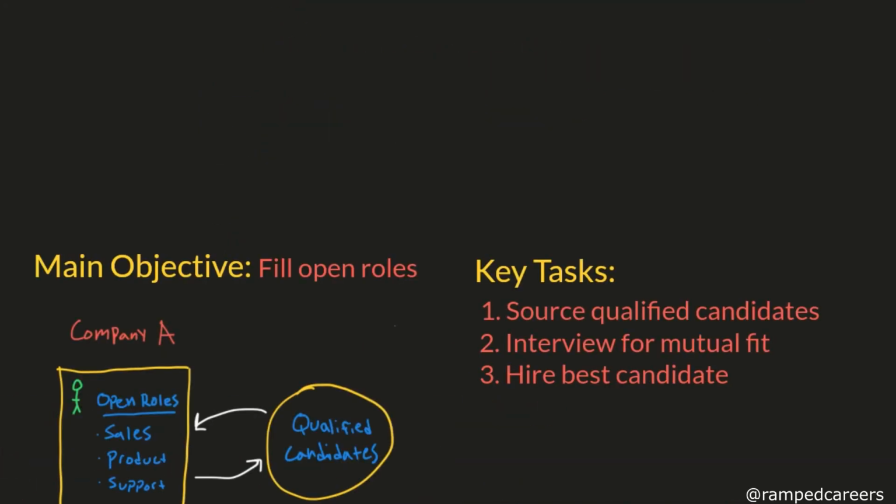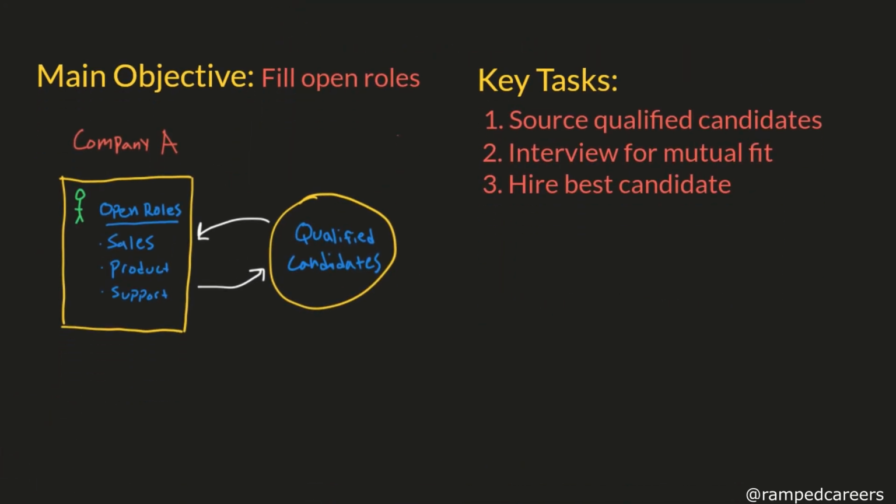So let's recap what we covered in the last video. What we covered was the main objective of the recruiting process is to fill open roles. So in our company example, we know we need to hire salespeople, product people, support people, and we're going to go out in the market, find qualified people to bring them back or recruit them back to our company. And the key tasks involved to fill these open roles are really to source candidates, interview for mutual fit, and then hire the best candidates. So all of this is to help us fill our open roles.